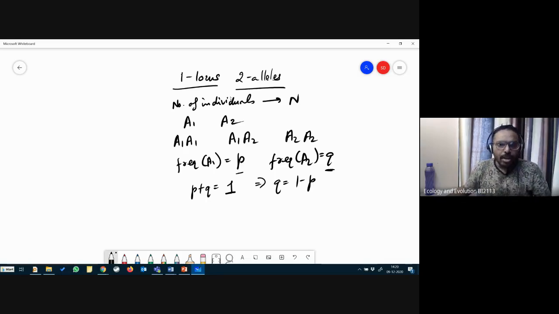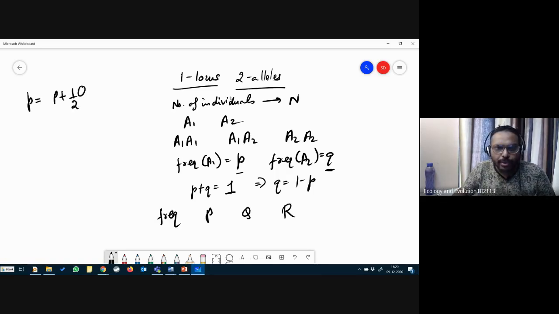Now, let's further assume that the frequencies of these genotypes A1A1, A1A2, A2A2 are given as capital P, capital Q, and capital R. Then it can be trivially shown that small p is equal to capital P plus half capital Q, and small q is equal to half capital Q plus R. Do you guys see why that is so trivially shown? Is this intuitive to everyone, or shall I spell it out?